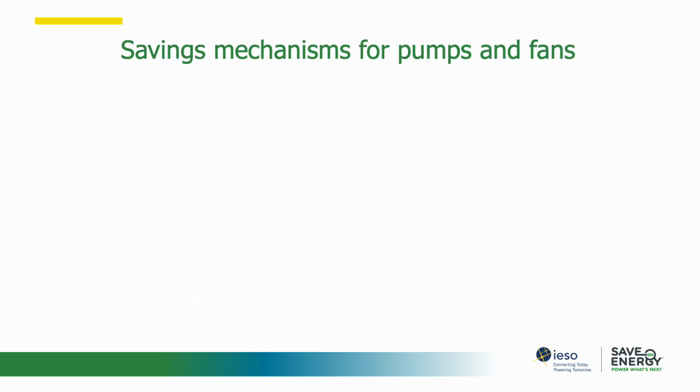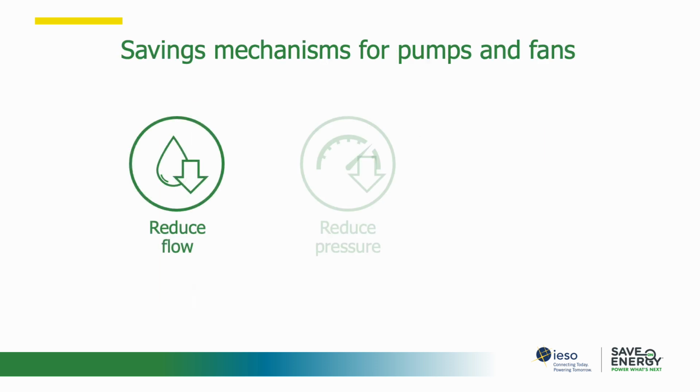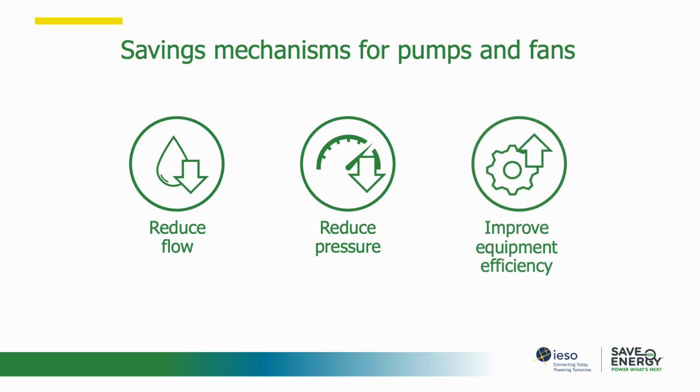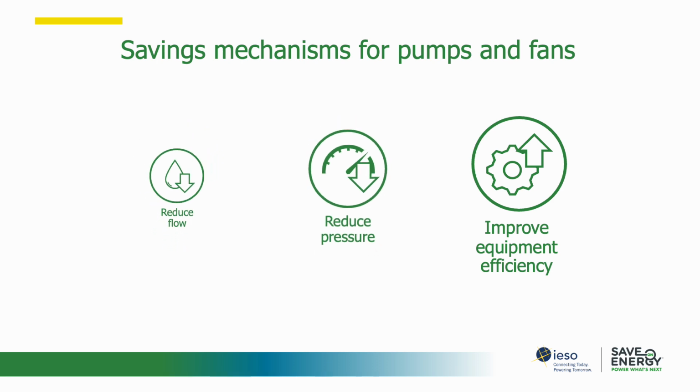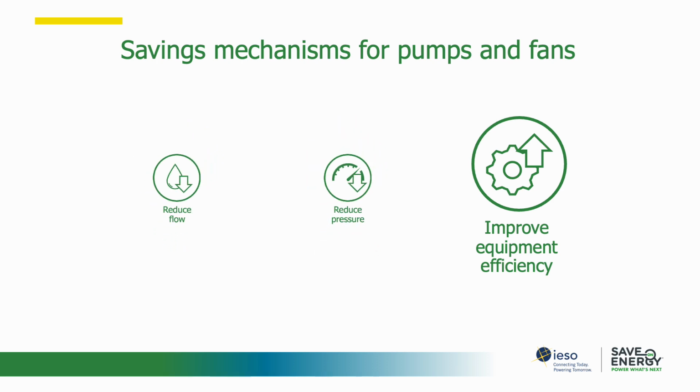Understanding these three savings mechanisms and how they interact will help you make accurate assumptions in your calculations and avoid estimated savings that don't reflect reality. For example, if you're reducing flow or pressure, you should also consider the impact on the efficiency of your pump or fan to see if you should right-size the equipment or improve efficiency by using a VFD.